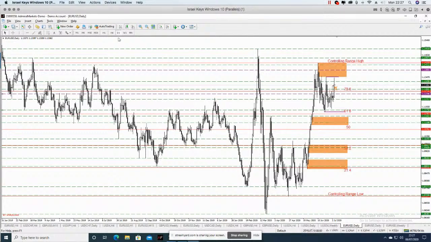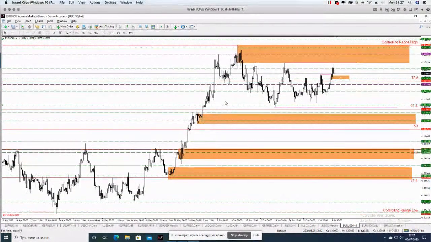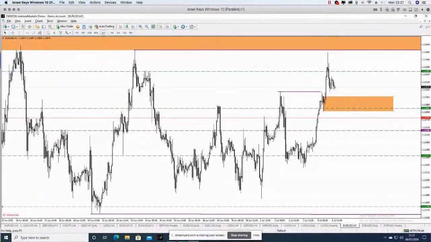Looks like a mess now. Don't worry. So now I have my 4-hour bias, my daily bias. I have my plan for what I think is going to happen. For the rest of the week, I'm going to be keeping an eye on my hourly chart.